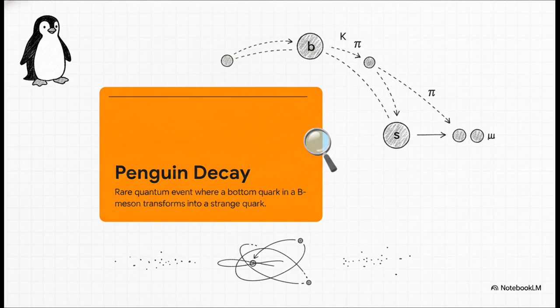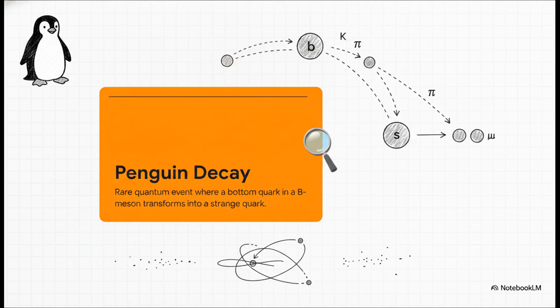The thing is, scientists aren't just sitting around waiting. They're actively trying to break the equation. And we might have actually found the crack in an incredibly quirky term called the penguin decay. Researchers at CERN's LHCb experiment released data on these highly rare quantum events. It basically involves a bottom quark inside a B meson transforming into a strange quark, spitting out a kaon, a pion, and 2 muons. Now, in the Standard Model, this specific transformation is forbidden at the basic level. It can only happen through highly suppressed, incredibly complex quantum loops.